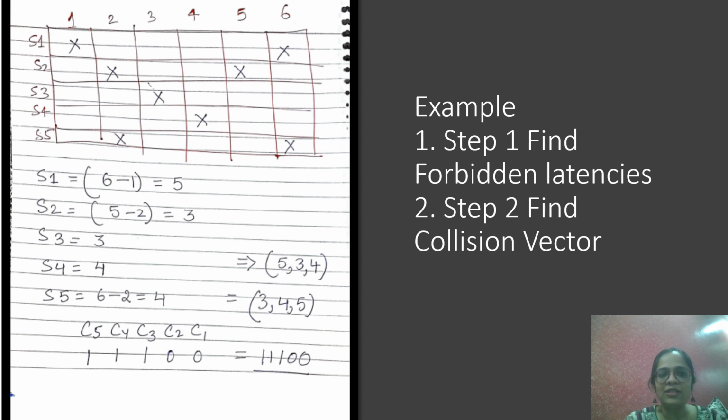The forbidden set of latencies is found by the difference between the two Xs in a particular row. For stage 1 it's 6 minus 1, that's 5. For stage 2 it's 5 minus 2, that is 3. Stages 3 and 4 don't have a double X, and for stage 5 it is 6 minus 2, that is 4. So we got the forbidden set of latencies as 3, 4 and 5. Now the collision vector can be found by specifying 1 at 3, 4, 5, and the remaining are 0, 0. So we get 1, 1, 1, 0, 0.